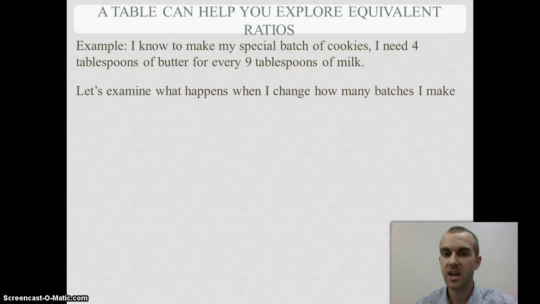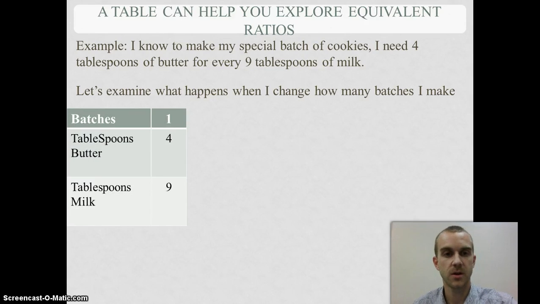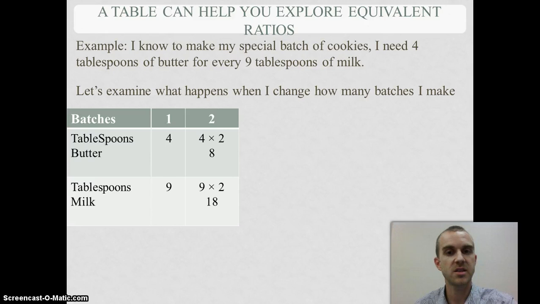Now I can use a table to help me with trying to create equivalent fractions and equivalent ratios. So if I had here, I'm making cookies and I need 4 tablespoons of butter for every 9 tablespoons of milk. Well, if I look at each of these parts, to make one batch means I need a 4-to-9 ratio. If I want to make 2 batches, I'm going to double both of those numbers, so it becomes an 8-to-18 ratio. 3 batches, I would triple each number.